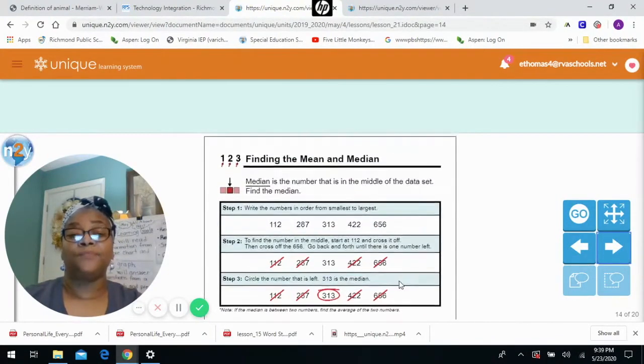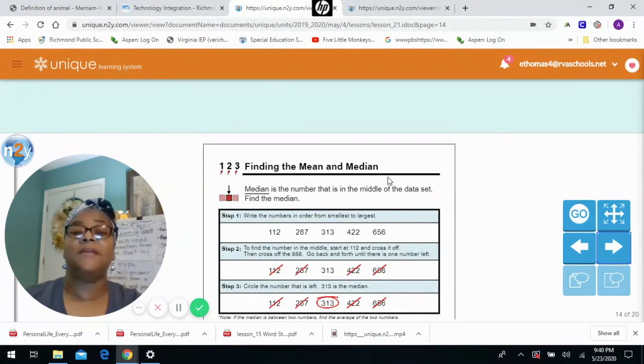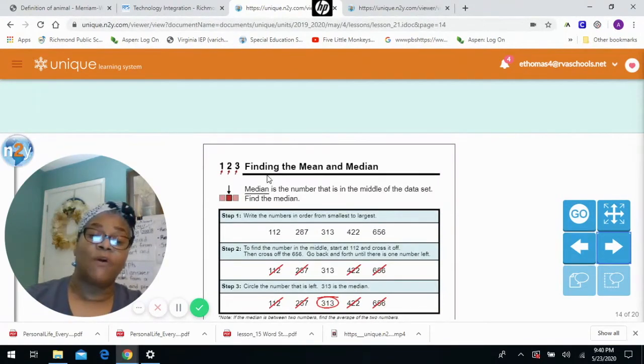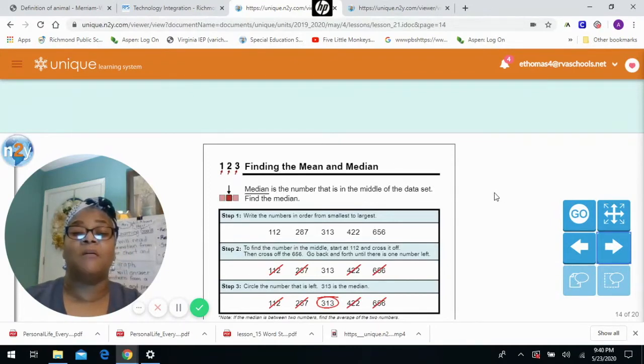All righty, now, it says we were finding the mean and the median. The mean was the average of all of the numbers total and then divided by that number of numbers. So the median is the number that is in the middle of the data set. Find the median. So step 1, this is what we do. We write the numbers in order from smallest to largest. We have 112, 287, 313, 422, 656. Now we've all lined them up. We put them in numerical order, starting with the 100 first, okay?